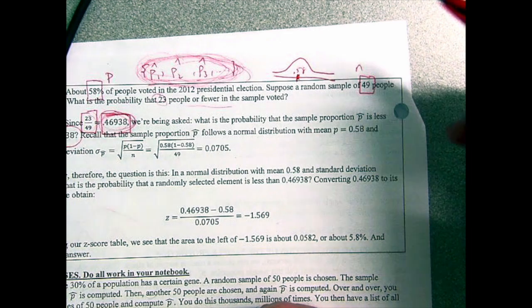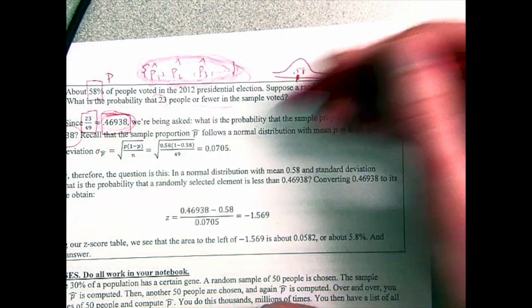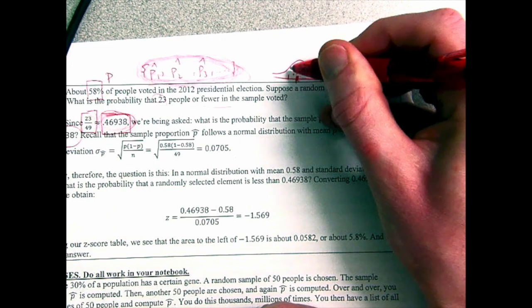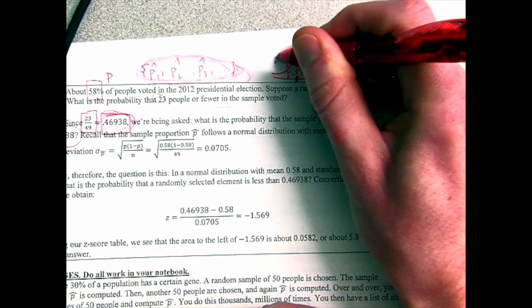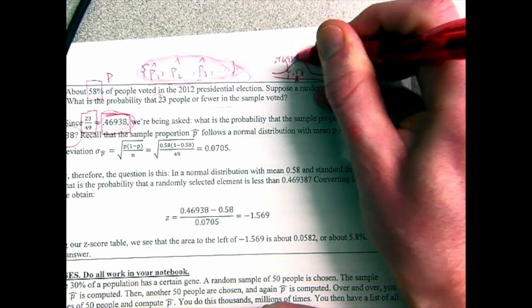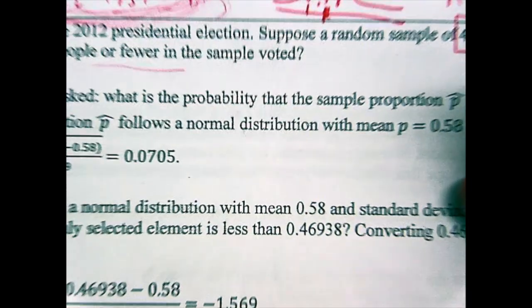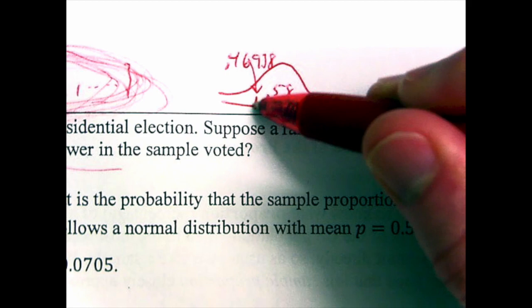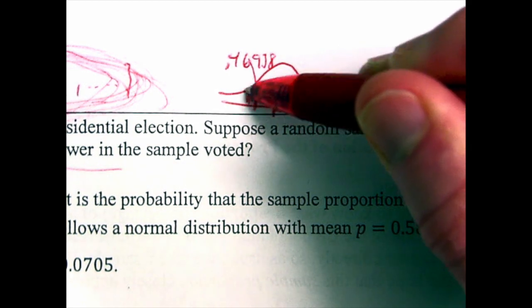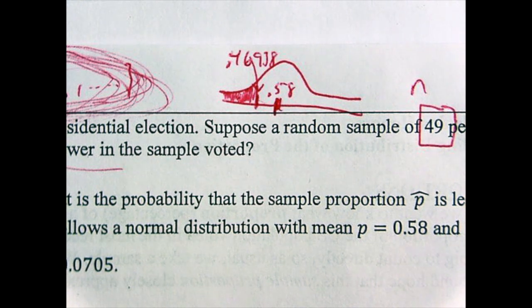And we're asking, you choose a random element. What's the probability that it's less than 0.46938? That number, 0.46938, is maybe like right here. And as you hopefully remember, the probability that your random element is less than this number will just be the area under the curve to the left. Okay, so whatever that area is, that's the answer to our question.